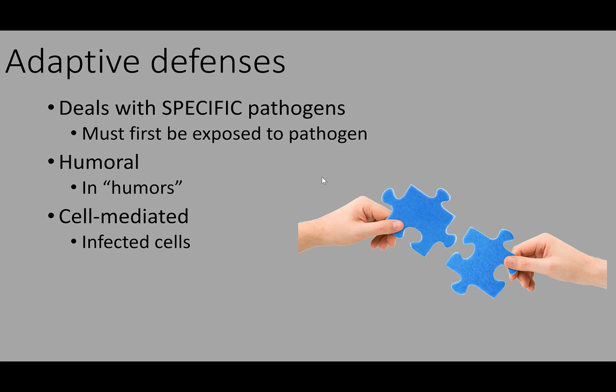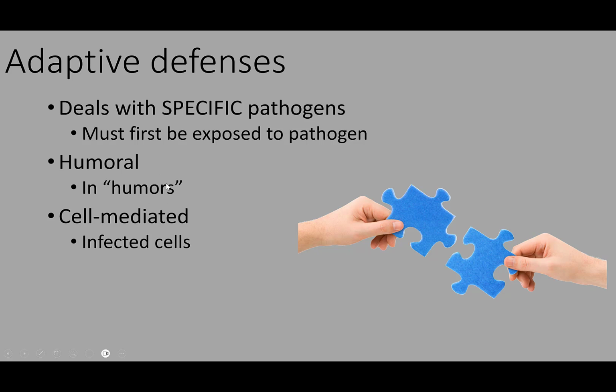Now, when we talk about the adaptive immune system, there's two branches of the adaptive immune system. There is humoral immunity and cell-mediated immunity. The difference in the two: humoral immunity deals with pathogens in our humors. Well, humors is a really, really old term that just means the liquids of the body. But another way to think about that is these are things that are inside of our body, but outside of any cells in our body. So they're in the extracellular environment.